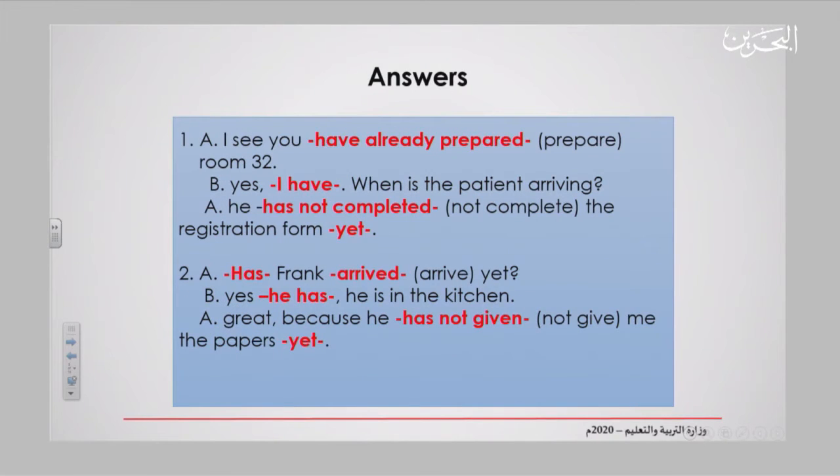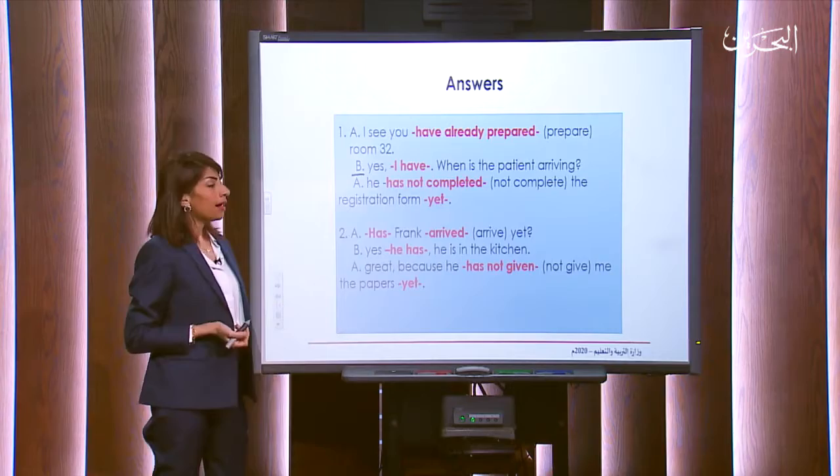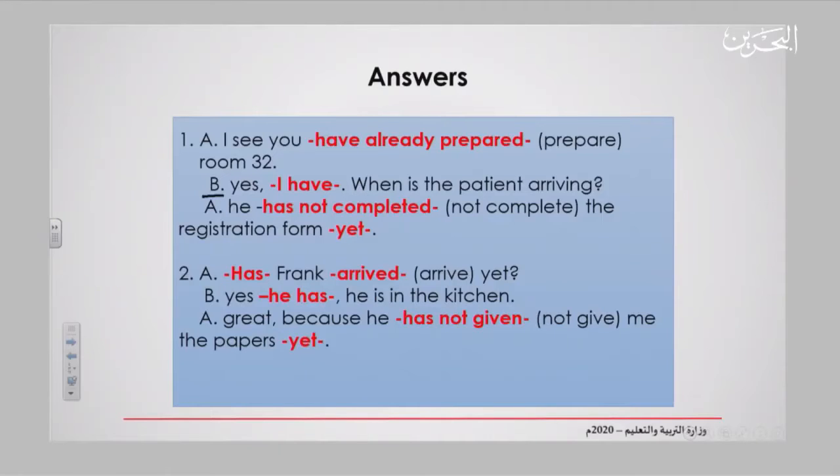So, let's check the answers together. Let's start from B. Yes, I have. When is the patient arriving? A. Let's check. Not complete. It will be has not completed. Why did I choose has? Why didn't I say have? Because the subject is he, singular. So, he has not completed the registration form yet. Again, I have to use yet at the end of the sentence.